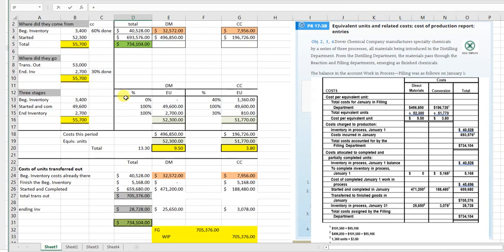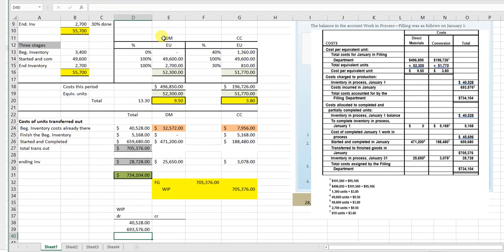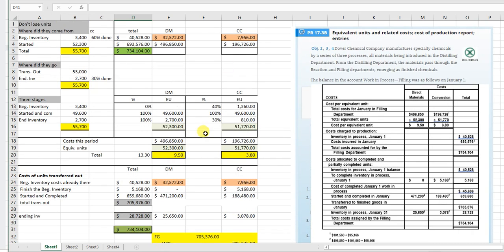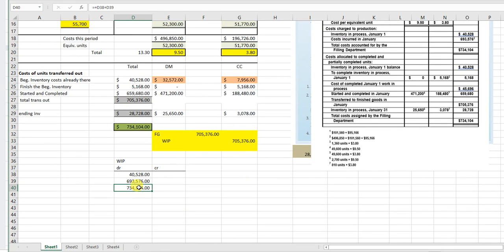WIP's an inventory, so it's got a debit balance. I added to it $693,576 of costs. So you can see if I added that up, I've got $734,104 worth of costs. Okay, so I'm going to delete that now. And then I transferred out $705,376. So now if I did my balance in WIP, I've got my 2 debits minus what's transferred out. And watch this. My ending inventory is 28,728.